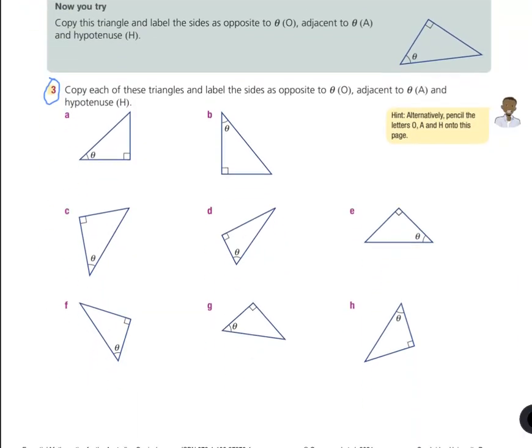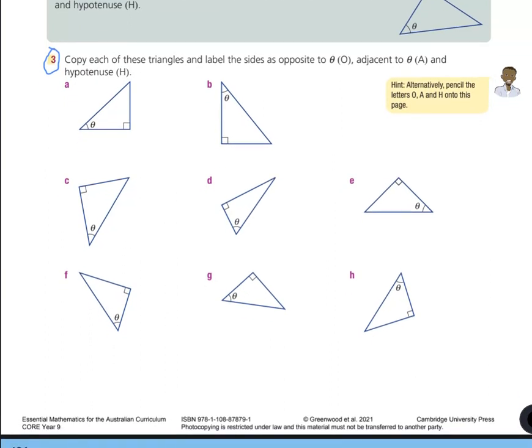Okay. And now just labeling the sides. Hypotenuse is always opposite the right angle. And opposite is opposite the theta. Theta, there's my theta, there's my theta, there's my theta, and then adjacent's the other one.